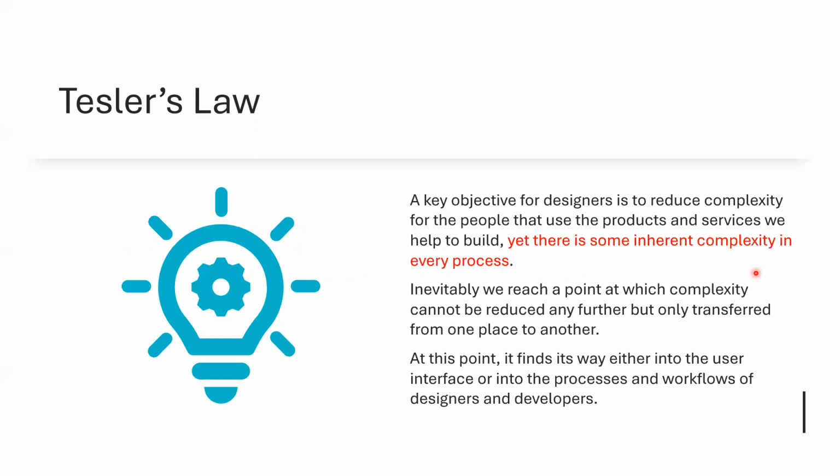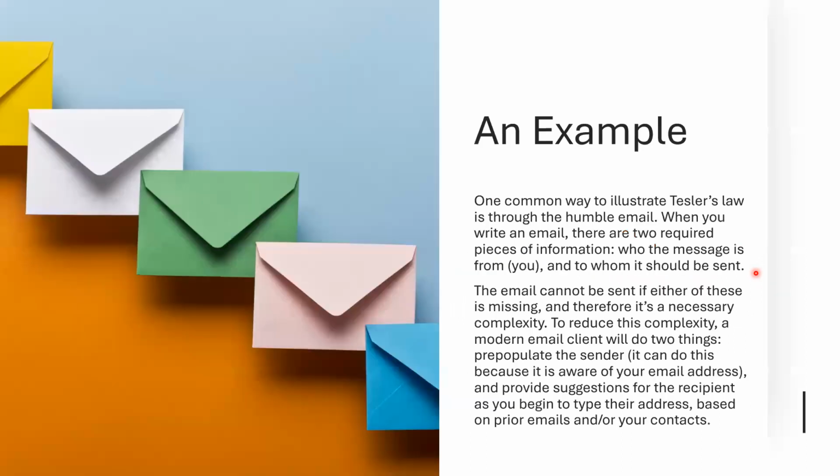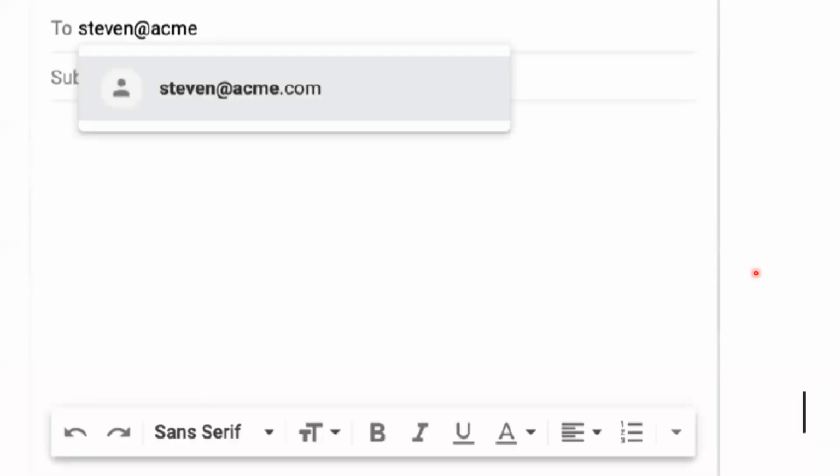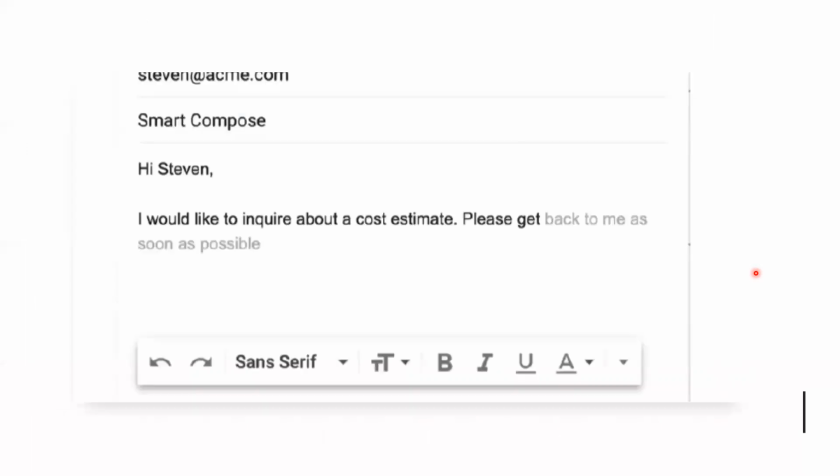So the key concept here is for the designer to reduce complexity for the users of the products or services we build, but there is some inherent complexity in every process, as I mentioned, right? Withdrawing money, submitting your assignment, food order, and so on. If you look at an email system, there is a sequence of tasks that we need to accomplish here. So we cannot reduce any of it, right? Otherwise, your user task will become incomplete.